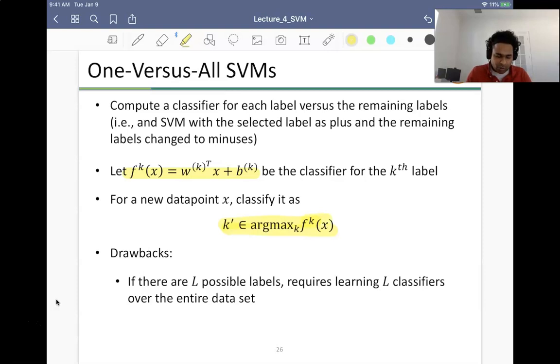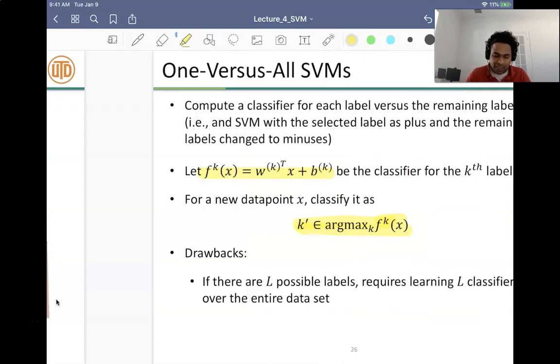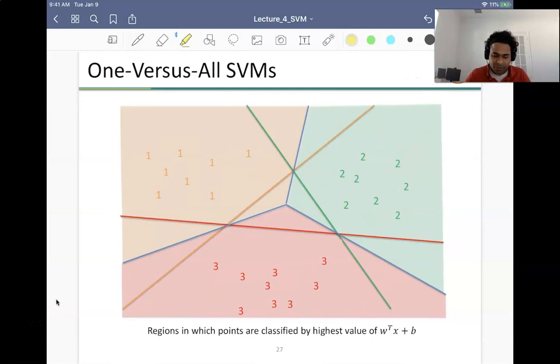The drawback here is that we require learning L classifiers. Because it's one versus rest, the compute increases L times given L number of labels. But still, we need to address this issue of ambiguity. If we just use the class output, it obviously doesn't make sense.